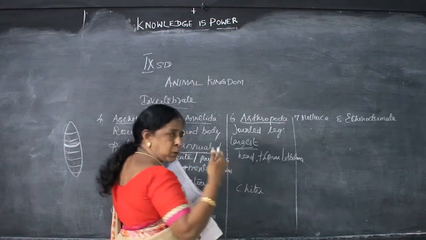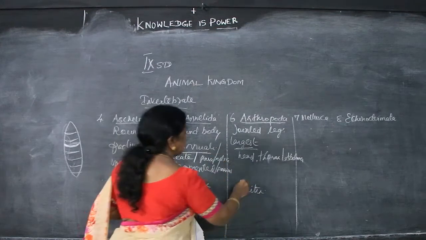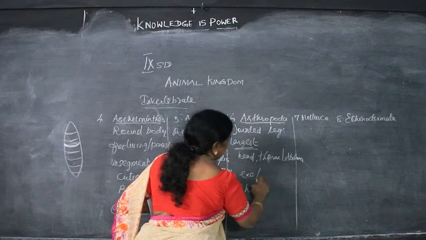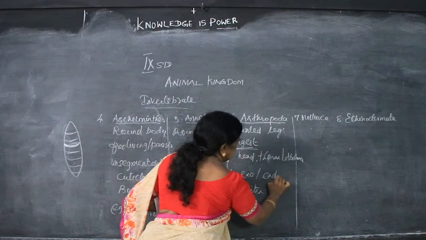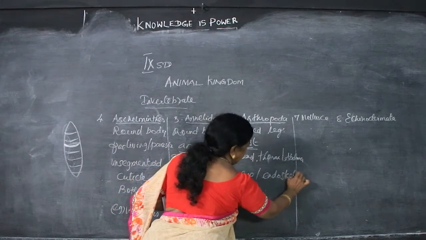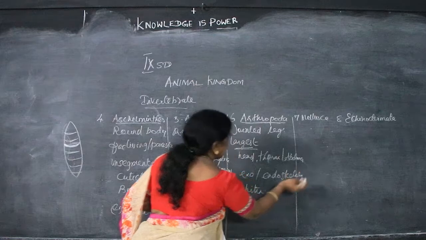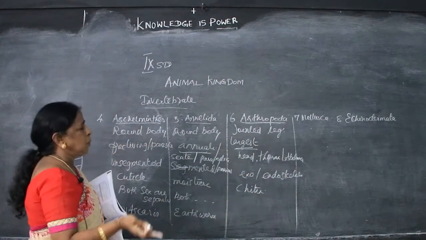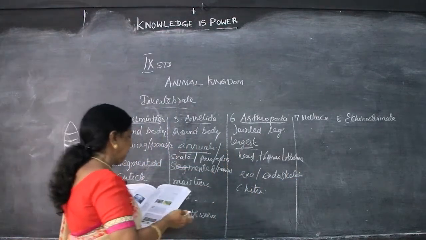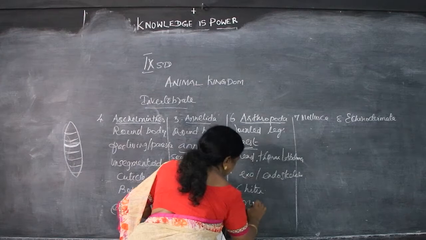The skeleton may be exoskeleton and endoskeleton. Exo means outside and endo means inside. Both skeletons are there. The skeleton can be regenerated. So the regeneration is known as what? Molting.